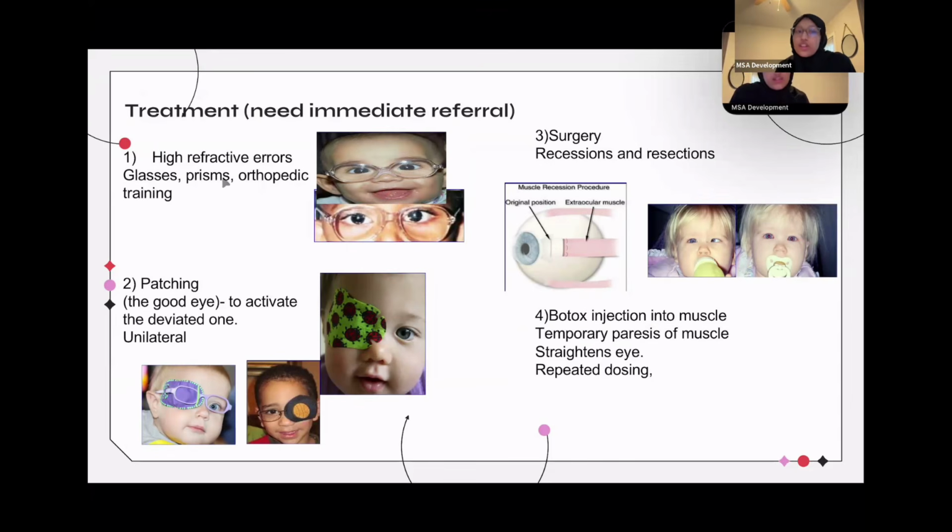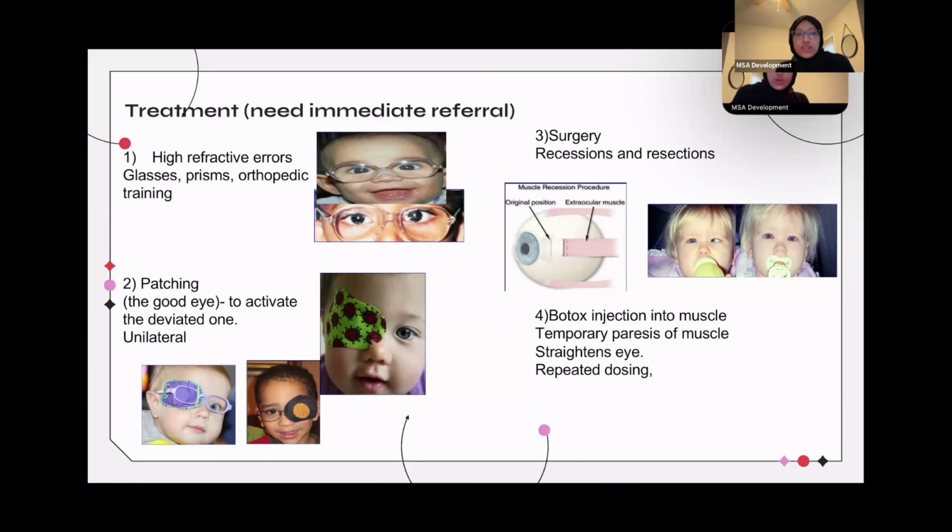The second thing: if they don't have farsightedness or nearsightedness, if it's just esotropia without myopia or hyperopia, just deviation of the eye, you can do patching. Patching means covering. This is what we do in the cover-uncover test. So patching is the treatment.